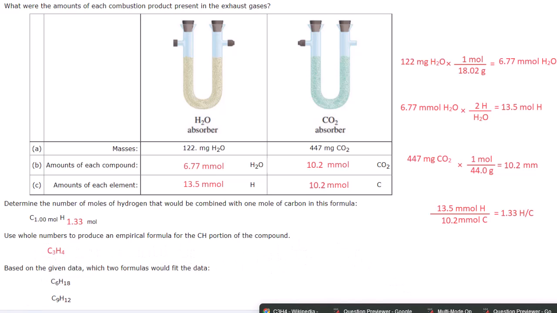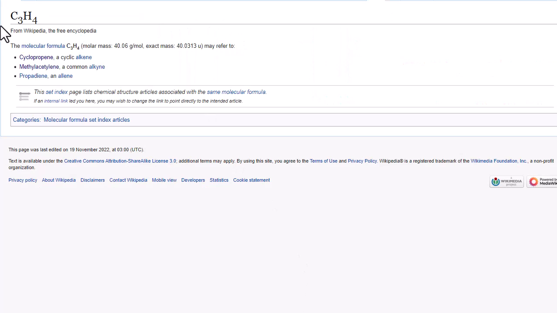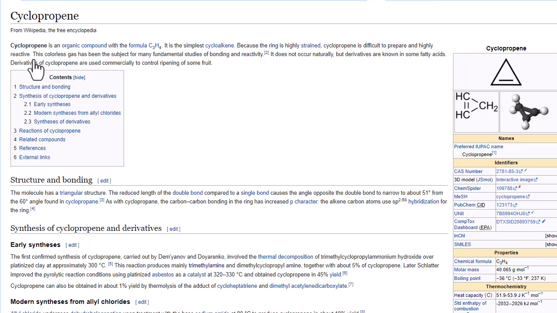Well, let's go to the internet and type in C3H4. What substances could have this formula? Well, here they're listed. One is cyclopropene, an interesting molecule. 1, 2, 3, very, very unstable because these carbons are being crushed together. It's explosive, actually, to some extent. But this would be a C3H4.